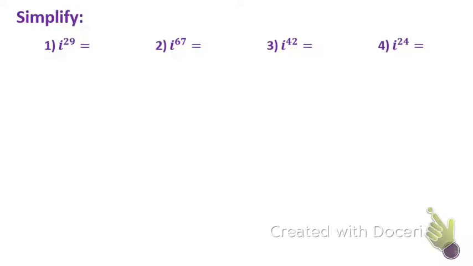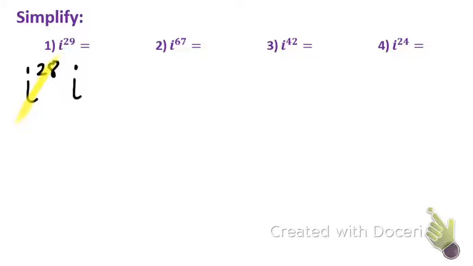So I'm going to break this apart to i to the 28th times i to the 1st. Because i to the 28th is going to cancel out. That's just going to leave me with 1. So I'm just left with i. So my answer is i. Remember, it's either going to be i, 1, -1, or -i.